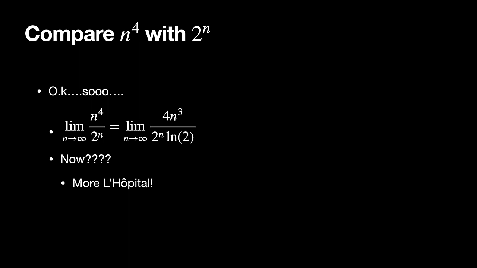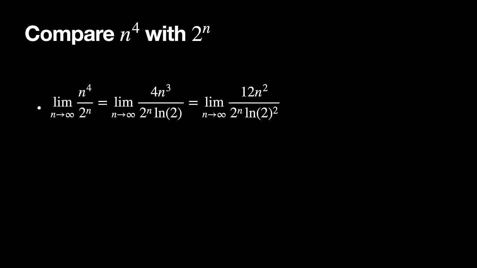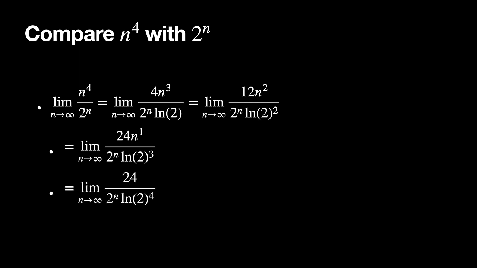In fact, if we repeatedly apply it, as we can see, the numerator, the exponent on n, will continue going down. So let's continue applying it. We'll apply it again and again and one more time. And at this point, we have completely eliminated the variable in our numerator. So we now are trying to find the limit of 24 divided by 2 to the nth times natural log of 2 to the power of 4.